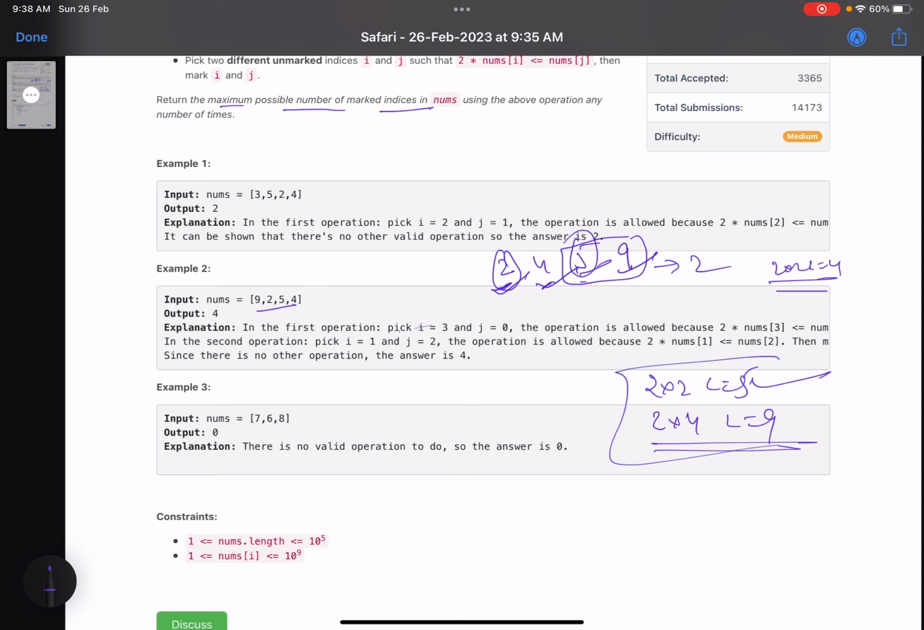Just see here, if you change the pairs, what is happening? If you change the combination, then all the 4 indices are marked. Hence the answer is 4. You need to return the maximum number of marked indices. And what about this one? This is 6, 7, 8. It doesn't matter which combination you pick, you cannot form a pair. So the answer is 0 in this case.